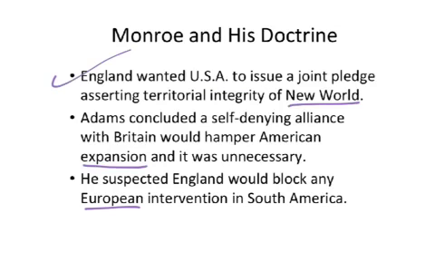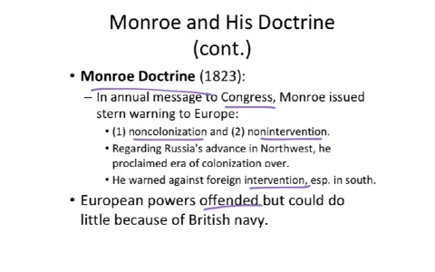England also wanted the United States to issue a joint pledge asserting territorial integrity of the New World. Adams concluded a self-denying alliance with Britain would hamper American expansion, and it was unnecessary, and he suspected that England would block any European intervention in South America. So, at the urging of John Quincy Adams, President Monroe issues the Monroe Doctrine in 1823. In his annual message to Congress, Monroe issued the stern warning to Europe. Number 1, non-colonization, and number 2, non-intervention.